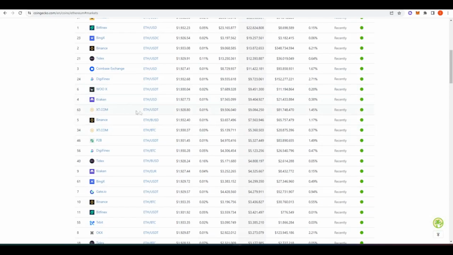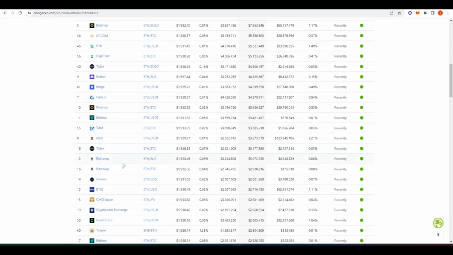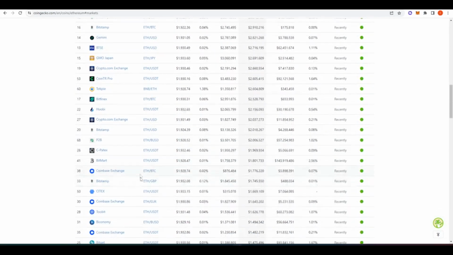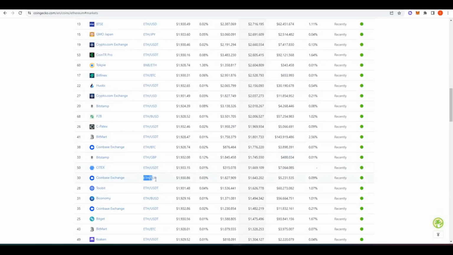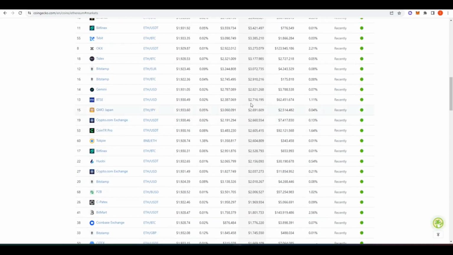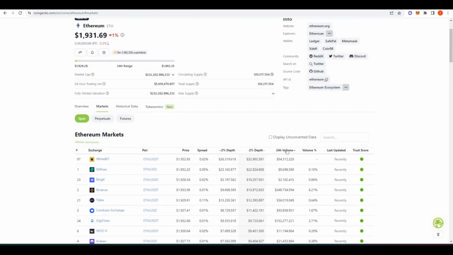So yeah, as we can see here, Kraken, different Kraken pair. Bitstamp is down here, ETH/USD, of course. Coinbase on the ETH Euro pair. So don't limit yourself to only the USD pairs, as the more exotic pairs usually have worse -2% depths as well. You can also just use the volume here as well.